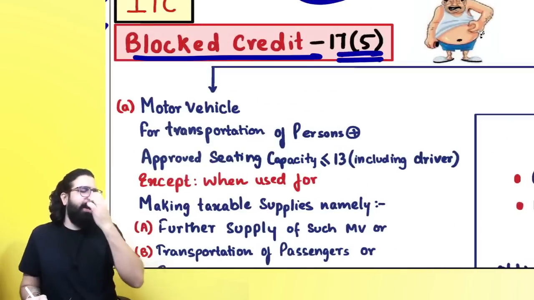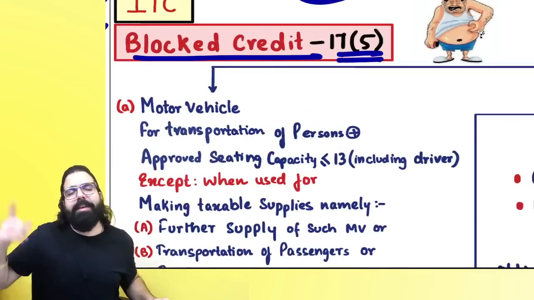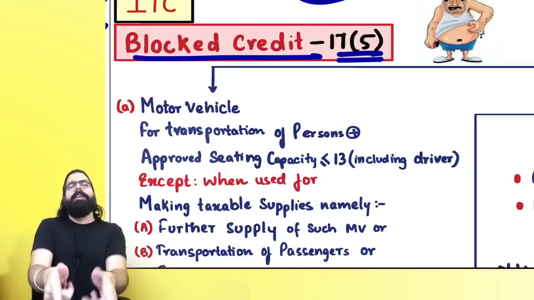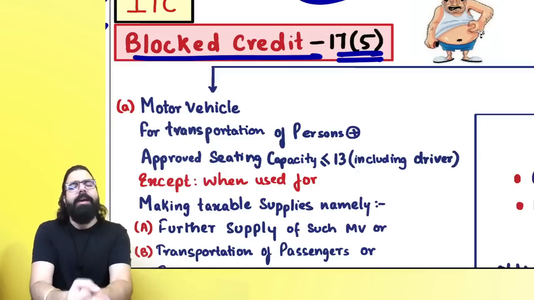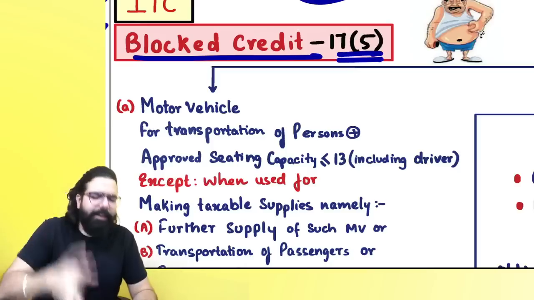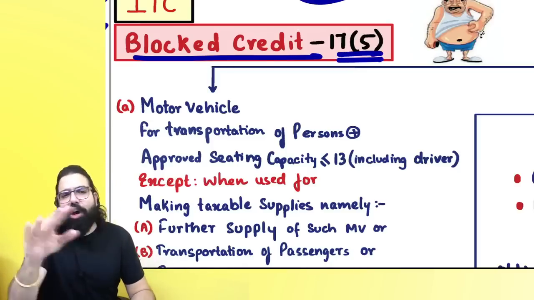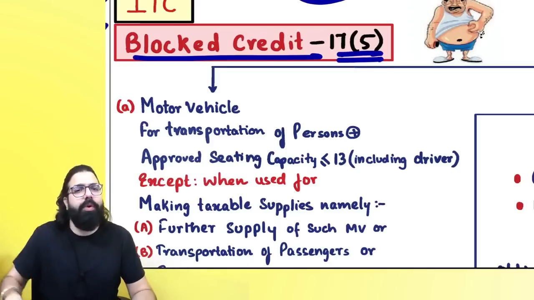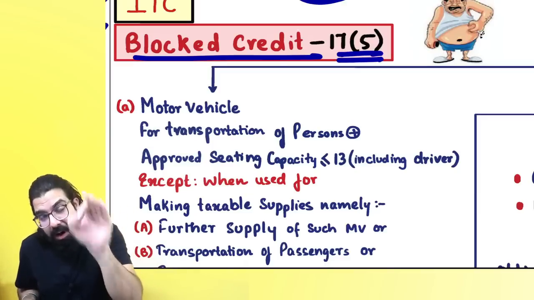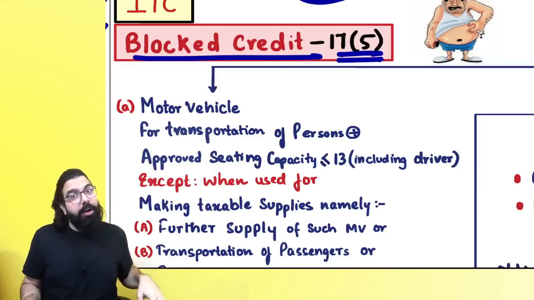Section number 17.5 says, sir, see, section number 16 told that if you buy something for your business purpose, you can take the credit. But government is now telling in section number 17.5 that even if you buy something for your business purpose, our intention is not there to give you the input tax credit, and hence we will not give it even if you are using it for your business purpose.